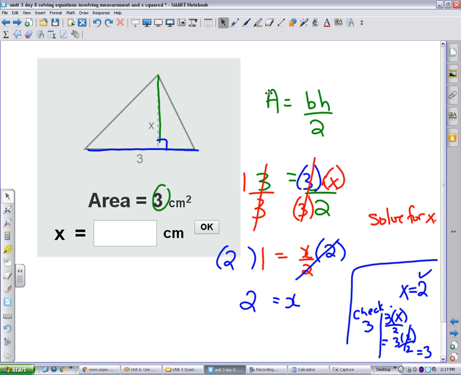Okay. So that's the way that we can be working through problems solving area with measurement. Okay, good luck. Make sure you talk to your partners and you can explain what you're doing.